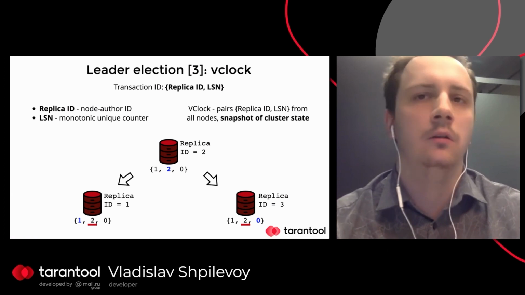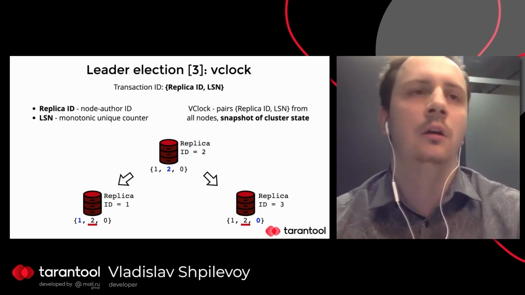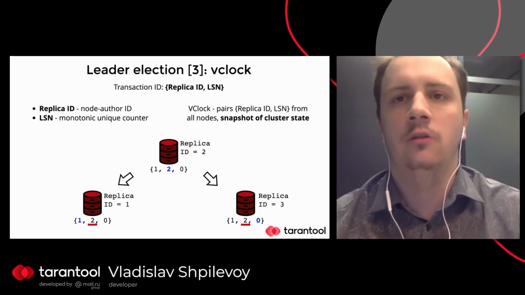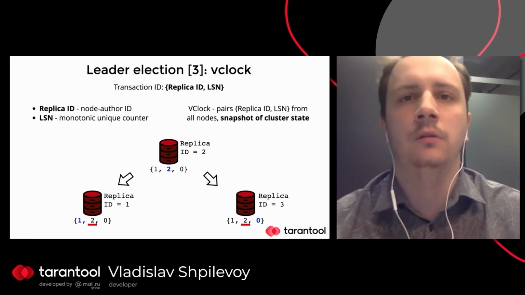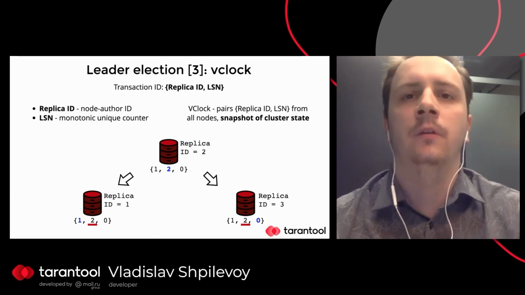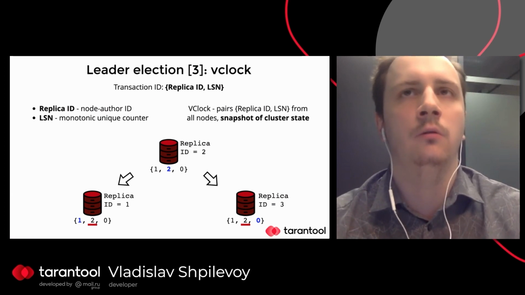By comparing vclocks on the nodes, you can tell which of them has the newest data compared to the others. For synchronous replication, you need to choose the node with the biggest vclock, at least in the old leader component. Then you guarantee that the new leader has all the committed data from the old leader.